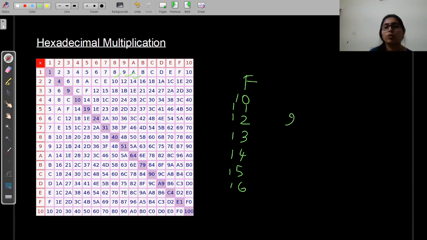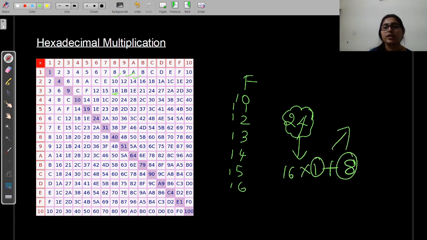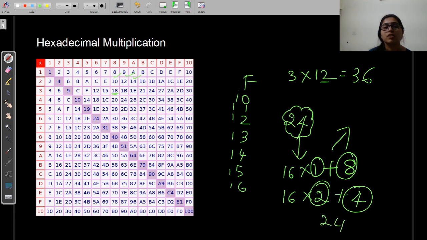So next, 3. 3 8s are 24. How will you write 24? See here, 3 8s are 24. It is written as 18. Okay, so the easy method is 16 into 1 plus 8. So take this, write it down. Let us check for some other value. Whatever you have, 3 into C, 12, 36. So what you have? 16 2s are 32 plus 4. Can I write it as 24? So check this. 3C is 24, right? This is the same thing.